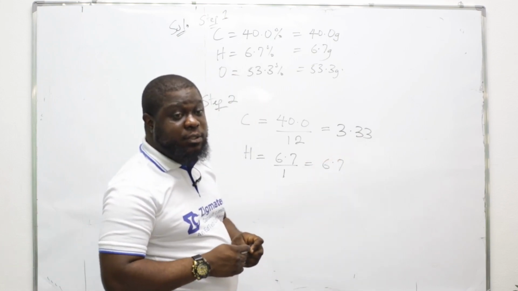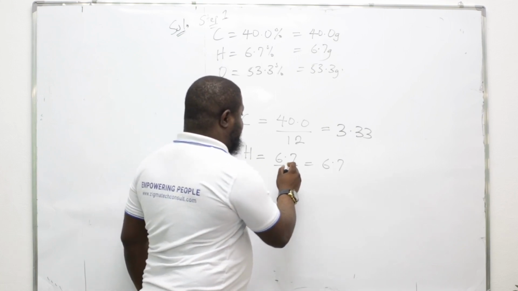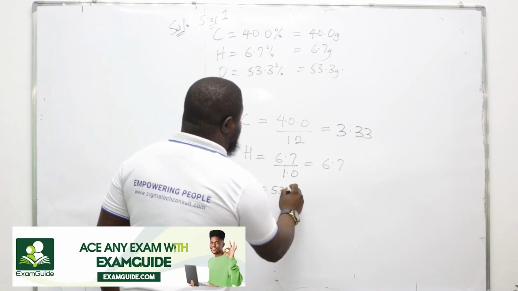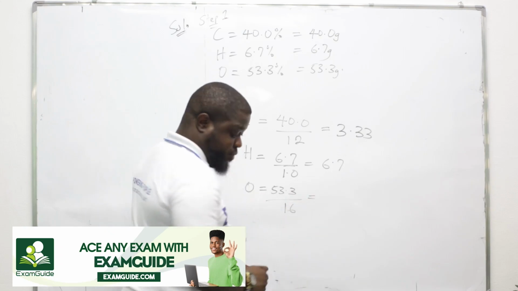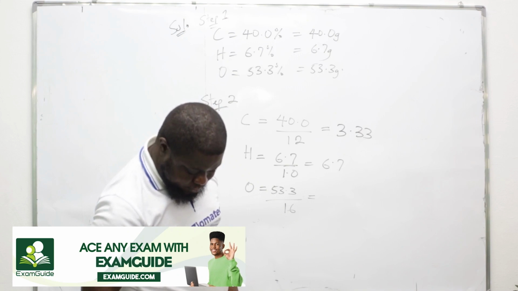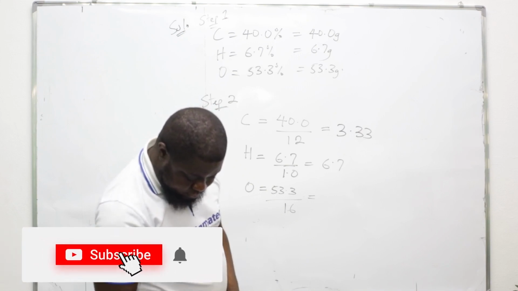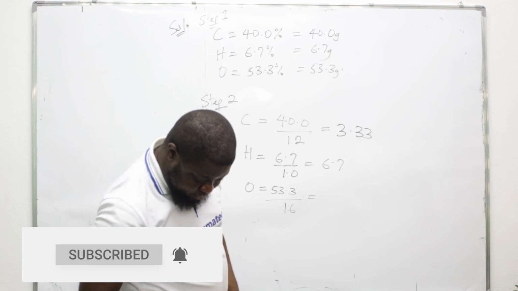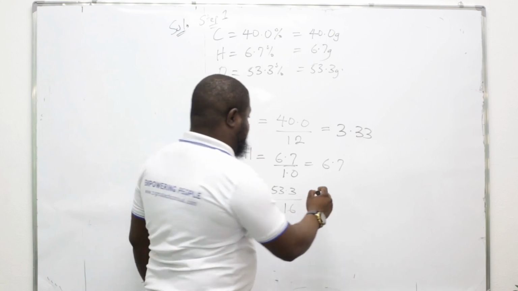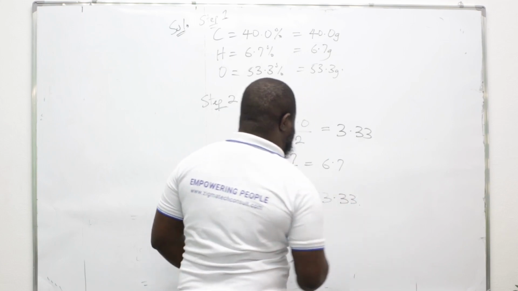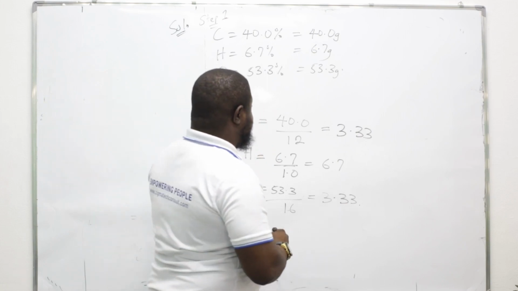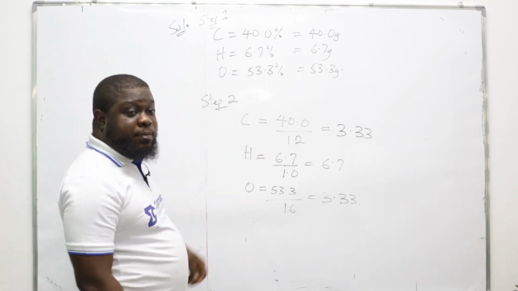That is the molar mass of hydrogen. 6.7 divided by 1 is still the same. Then oxygen is 53.3 divided by 16 that they gave to you. It's 3.33 again. So we have 3.33, 6.7, and 3.33.